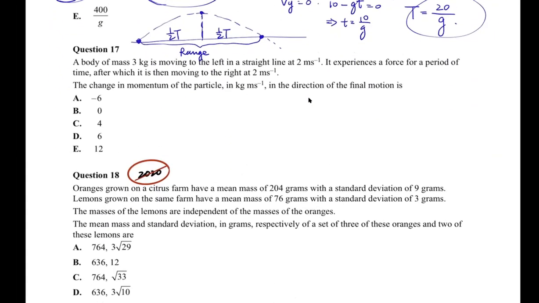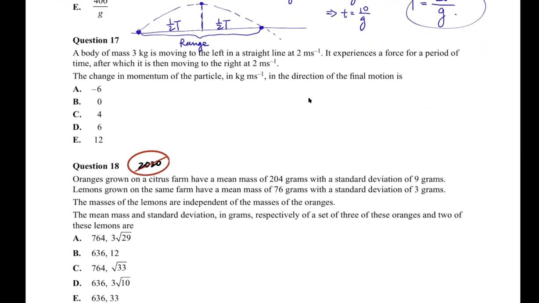Right, question 17. A body of mass 3 kilograms is moving to the left in a straight line at 2 meters per second. It experiences a force for a period of time, after which it is then moving to the right at 2 meters per second. The change of momentum, okay, in the direction of the final motion. So the final motion is to the right. Let's label this one as positive, okay? At the beginning, it's to the left. v equals minus 2 meters per second because it's opposing the final direction.